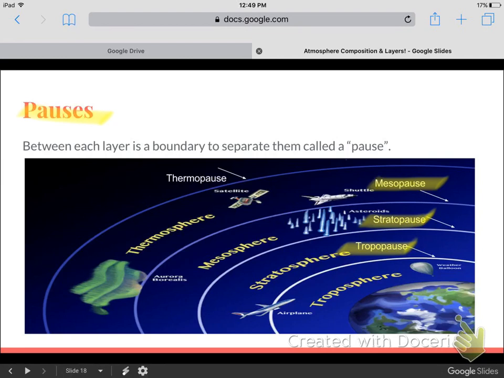And this picture is a good picture because it also shows you what's happening in each layer. So remember how we said the airplanes fly right at the top of the troposphere, beginning of stratosphere. Here are meteors right here coming through the mesosphere. You have aurora borealis, which are the northern lights, up there with your satellites and your space shuttles. And then here's a little weather balloon in the troposphere, because we all know weather happens in the troposphere.